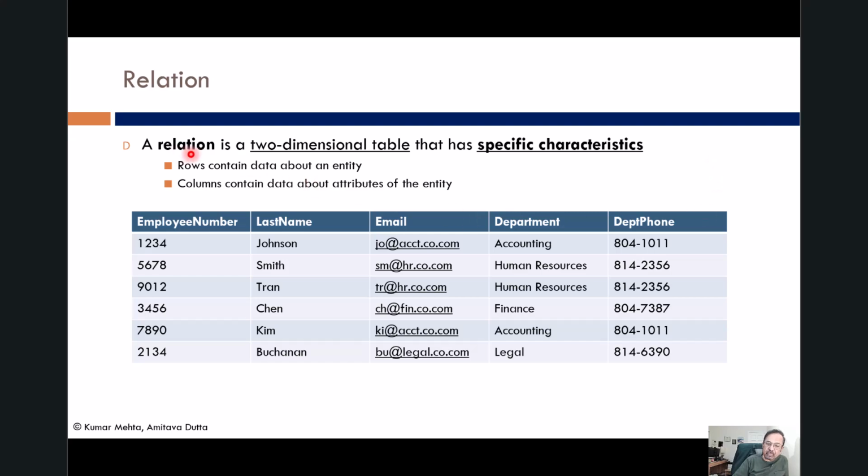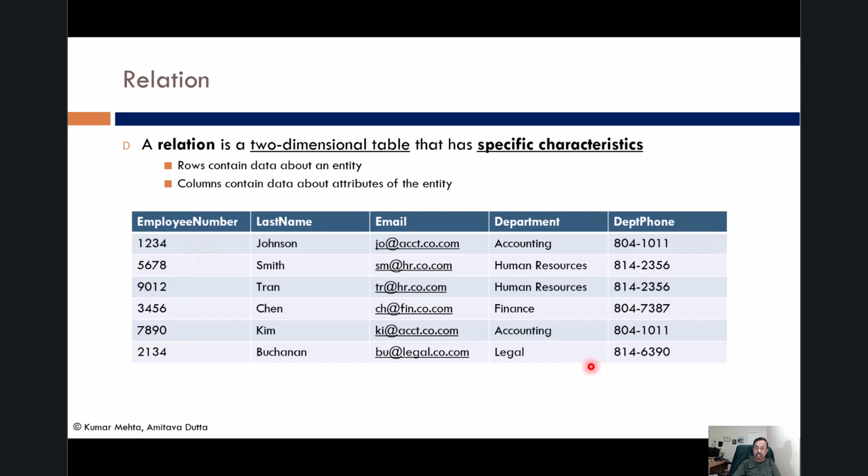So we know that a relation is a two-dimensional table. We had said that all relations are tables, right? So a relation is a two-dimensional table that has some specific characteristics. Let's see what those characteristics are. Remember when we talked about the entity relationship model, we said something called an entity class and an entity instance, okay? So if you think of this table, every row contains data about an entity instance.